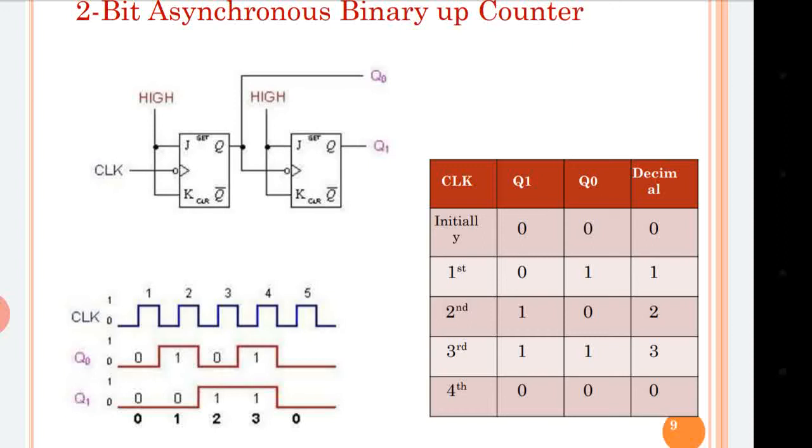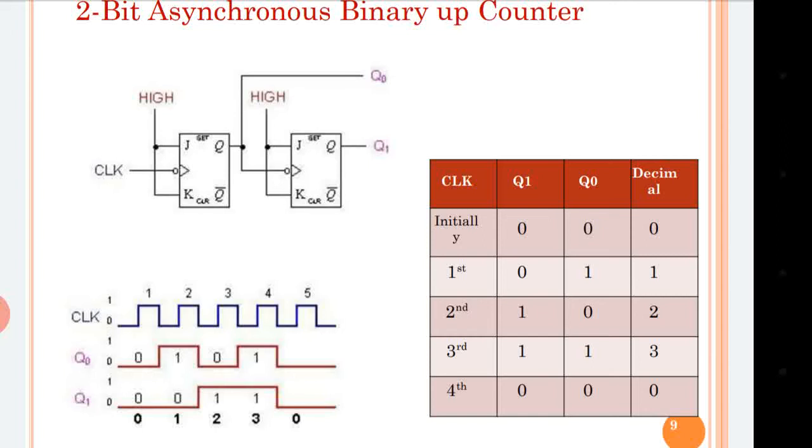What will happen next? For the second falling edge of the clock, again Q0 will toggle because the inputs of the JK flip-flop are connected to 1. So Q0 will toggle. So it will change from 1 to 0 again. Now this is nothing but the falling edge of the clock for the second flip-flop. So Q1 will toggle now and Q1 will change from 0 to 1 as shown in the next row of the truth table.